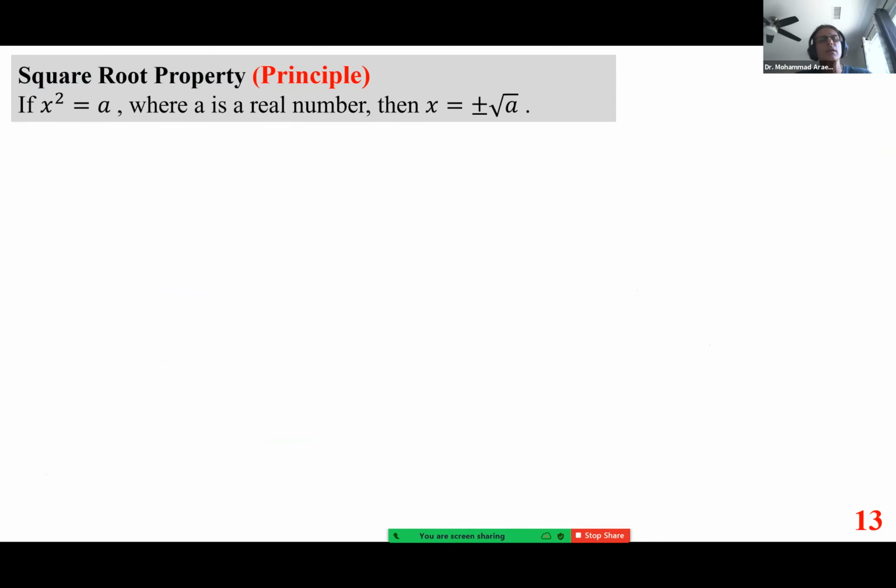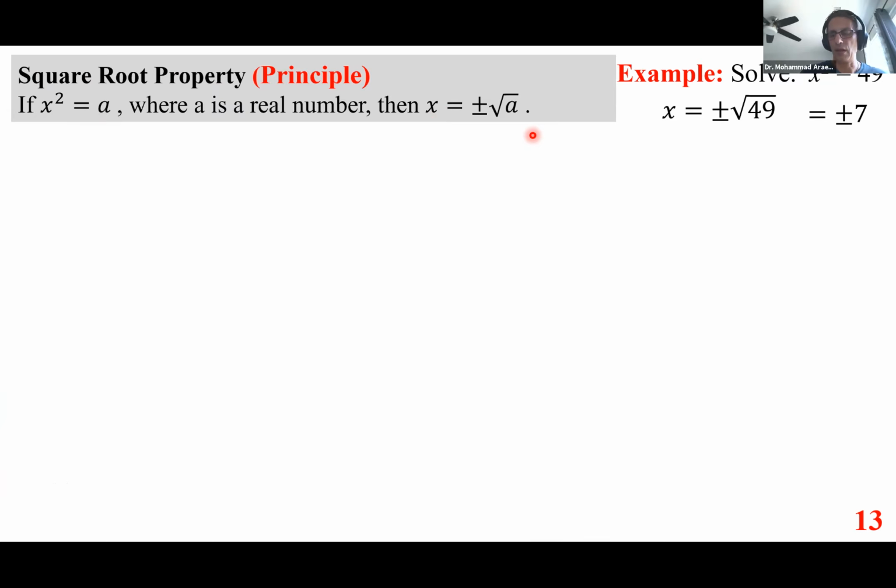We want to look at quadratic equations, starting with the square root property. If x squared is a, x is plus minus square root of a. That's called the square root property or principle. If we want to solve this, we get x equals plus minus square root of 49, which is plus minus 7.